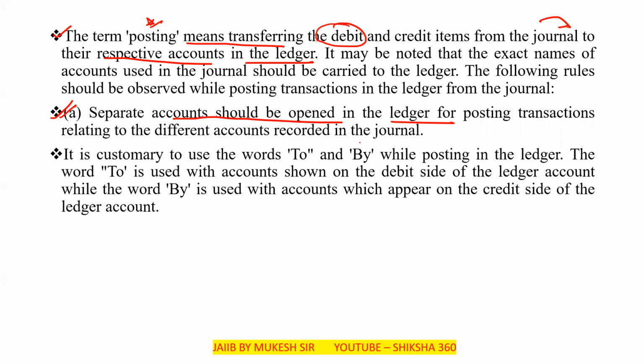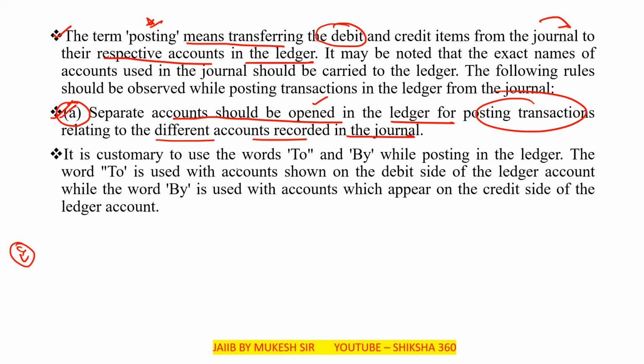First of all, separate accounts we have to open in the ledger for posting the transactions related to the different accounts recorded in the journal. Just try to listen to these points. You will be able to understand them when we discuss in the next session the different types of accounts and how to identify which is that account.